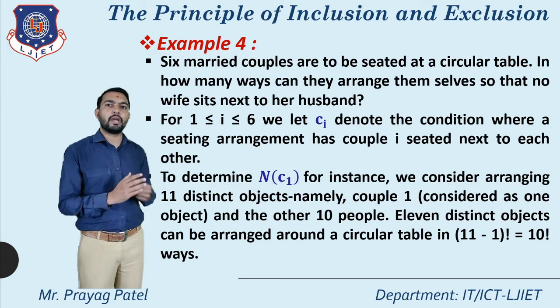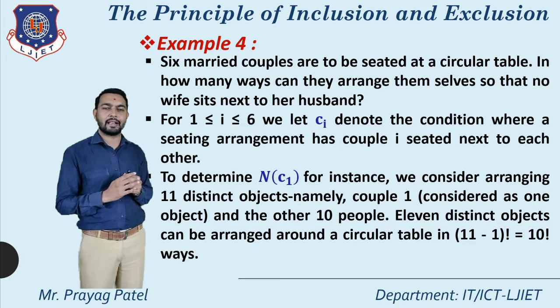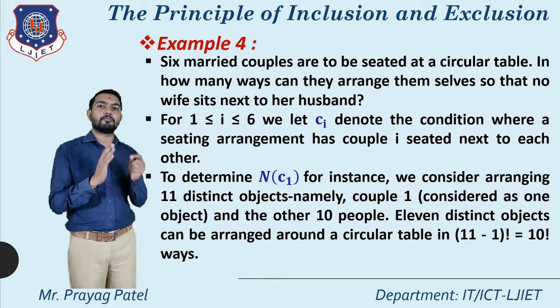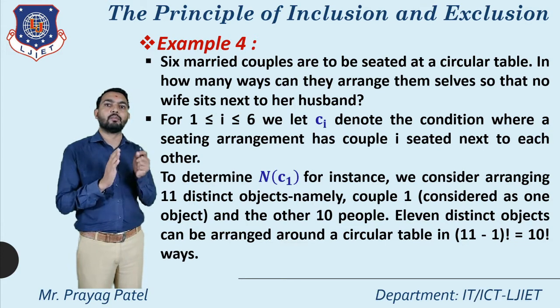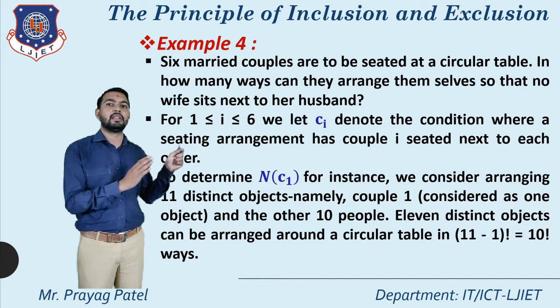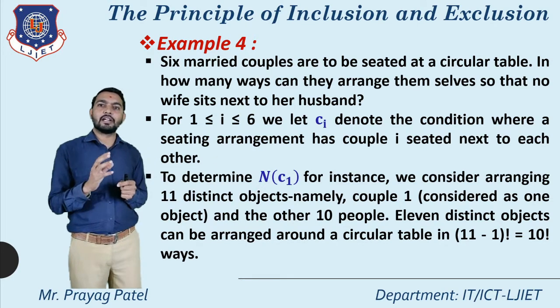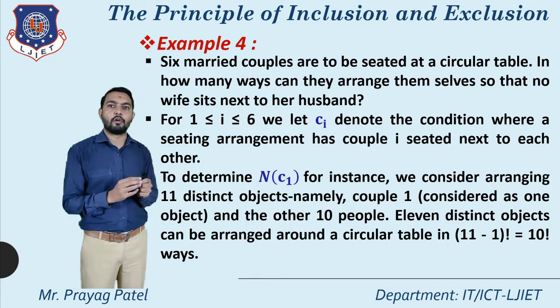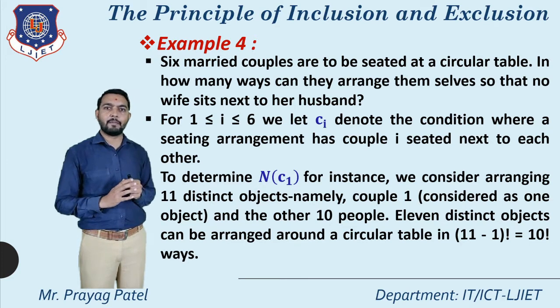So different how many couples are possible? C1, C2 up to C6, because 6 couples are there. So n(C1) means the first couple is compulsorily arranged in a particular way, like husband and wife both seated next to each other. So here consider the couple as one unit, and the other 10 people can be arranged in any way, because in total we have 12 people.